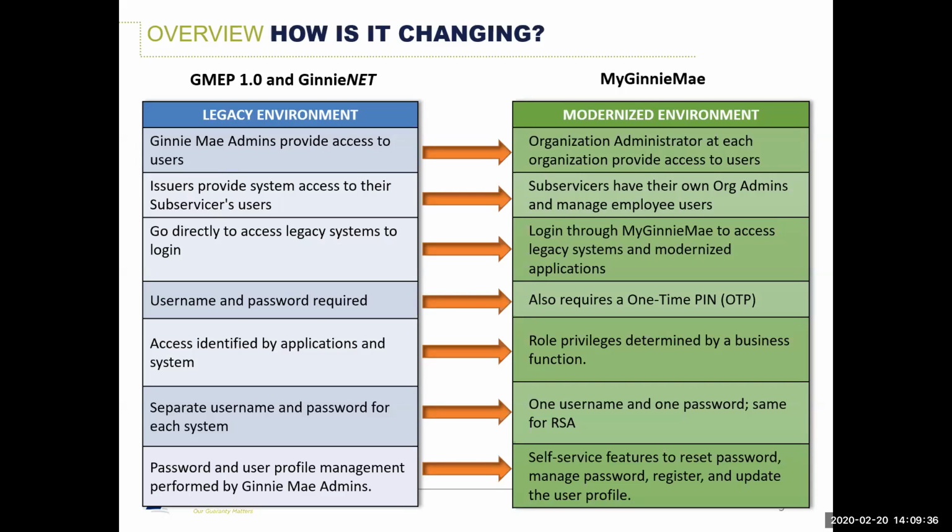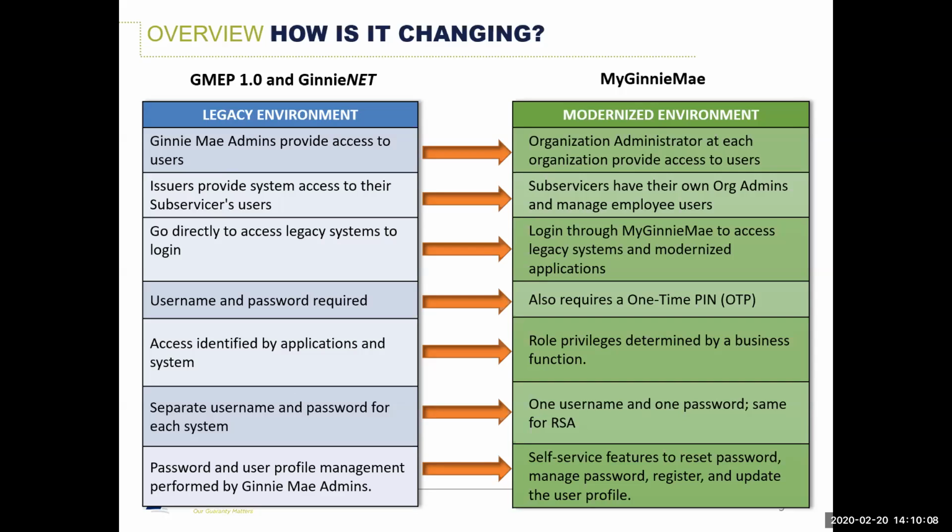It used to be in our legacy environment that issuers had to provide access to their subservicers. That is no longer true. Our subservicers now have their own organization administrators, and they manage the employees of their organization. Via the HUD 11707, we know which issuers those subservicers subservice for, and we make those connections in the system on the back end. There is no additional work for you to do as a subservicer to make sure that you have access to your issuers.